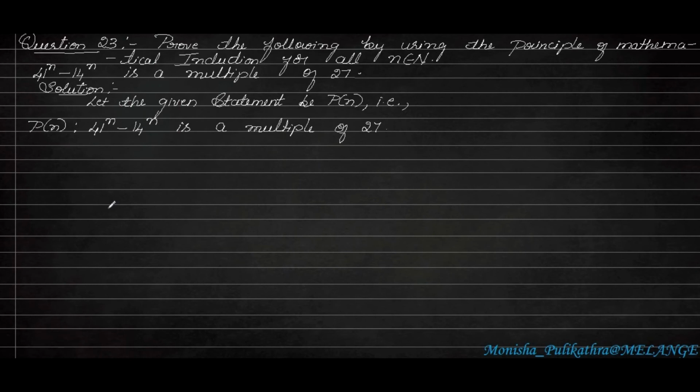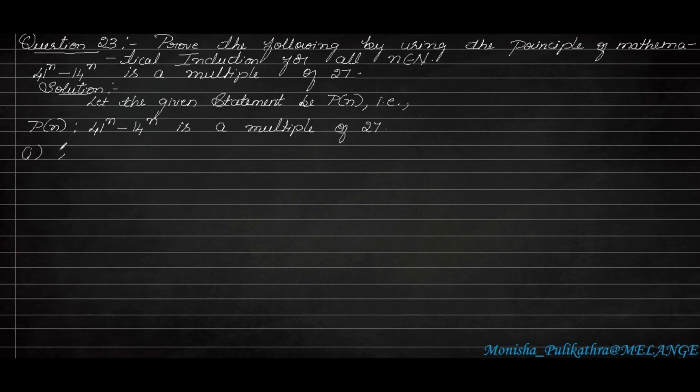Let us move to the 23rd question. Here the question is 41 to the power of n minus 14 to the power of n is a multiple of 27. Okay, the first step, I have equated the statement to p of n. So let the given statement be p of n. So p of n is equal to 41 to the power of n minus 14 to the power of n, and this should be a multiple of 27.